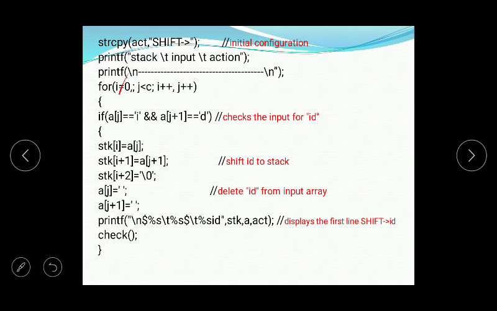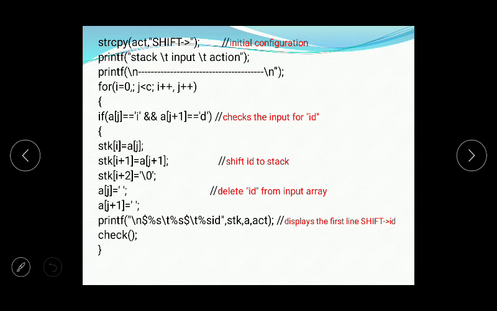So I is equal to 0, and J is less than C. C holds the number of symbols present in the input. Increment I as well as J. Then check whether the input contains id. Please remember we are implementing this program for id plus id star id. That is our concern.